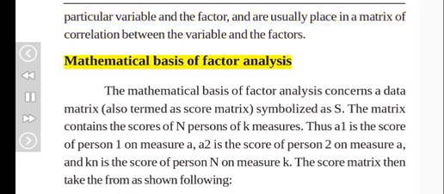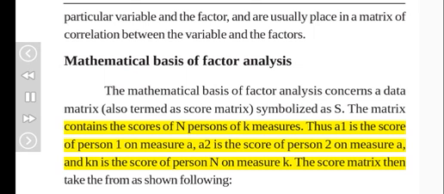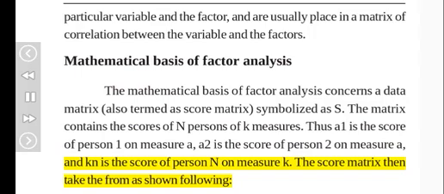Mathematical basis of factor analysis. The mathematical basis of factor analysis concerns a data matrix, also termed the score matrix, symbolized as S. The matrix contains the scores of n persons on k measures. Thus A1 is the score of person 1 on measure A, A2 is the score of person 2 on measure A, and Kn is the score of person n on measure K. The score matrix then takes the form shown following.